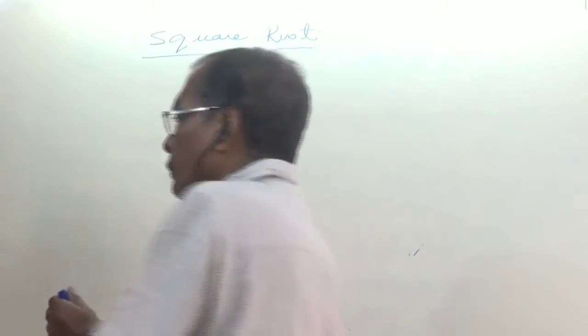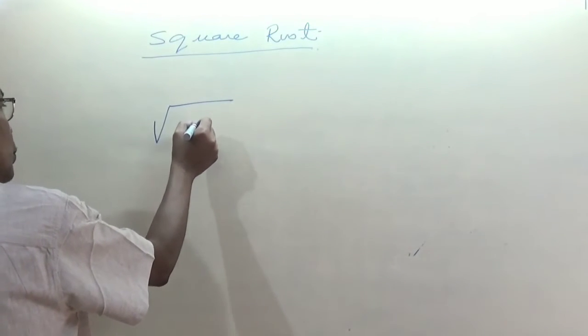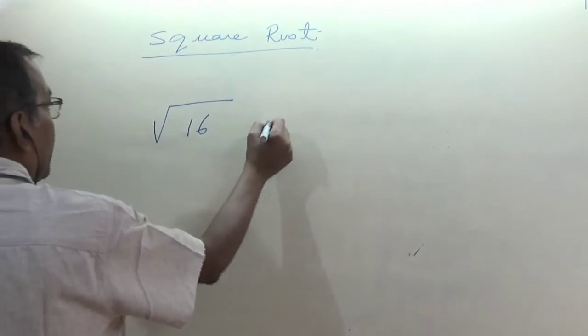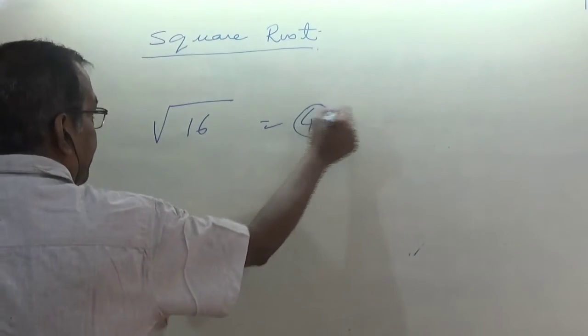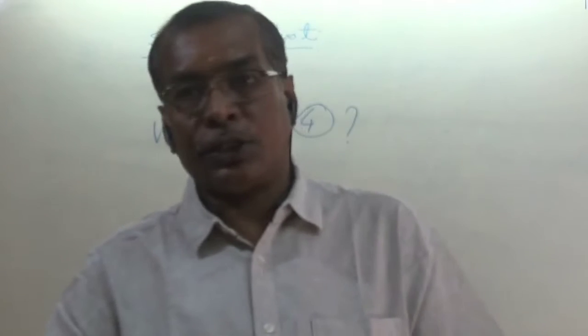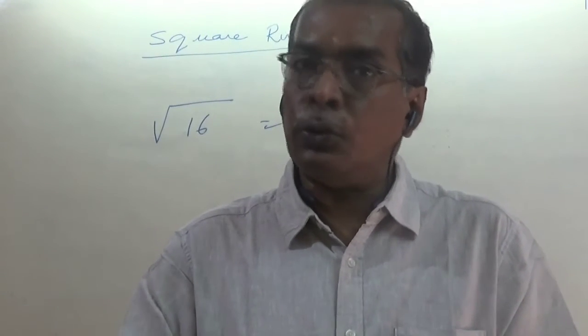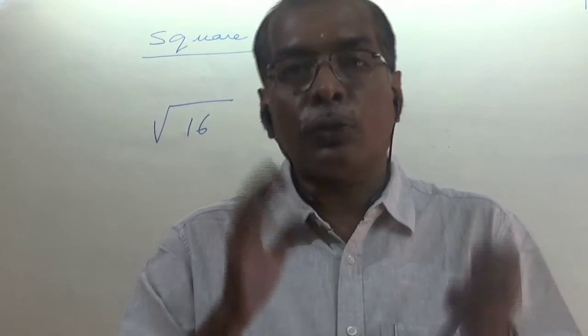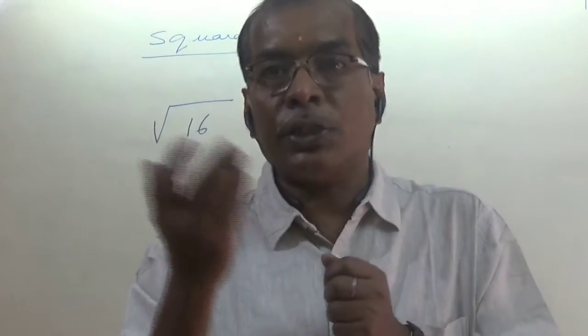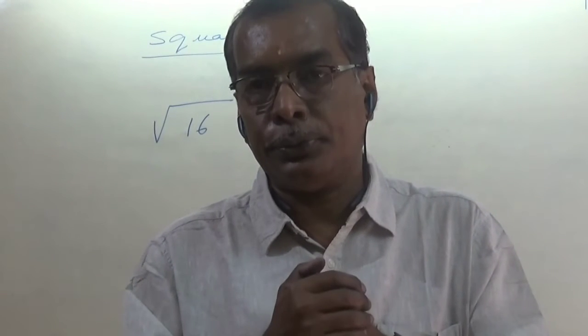What is the meaning of the square root of any number? Suppose this is the square root sign. If it is asked what is the square root of 16, you can say it is 4. Why 4? Because if you multiply 4 and 4 twice, then 16 will come. Square root of 16 is 4. That's why the square root of 16 is 4.